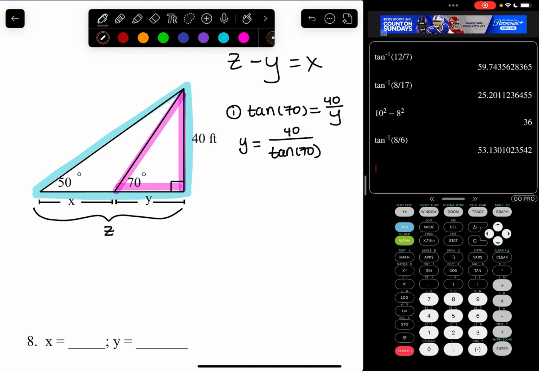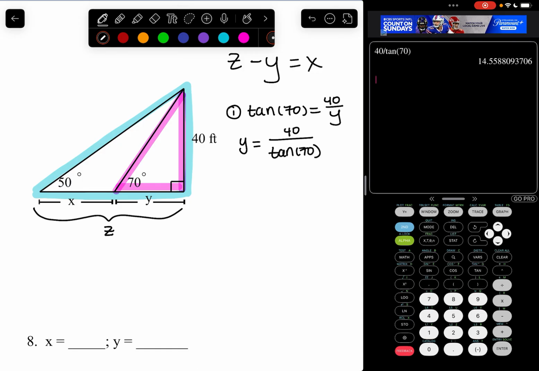So I've got 40 divided by the tangent of 70. That's going to give me this long number, okay? I do need to know what that is.